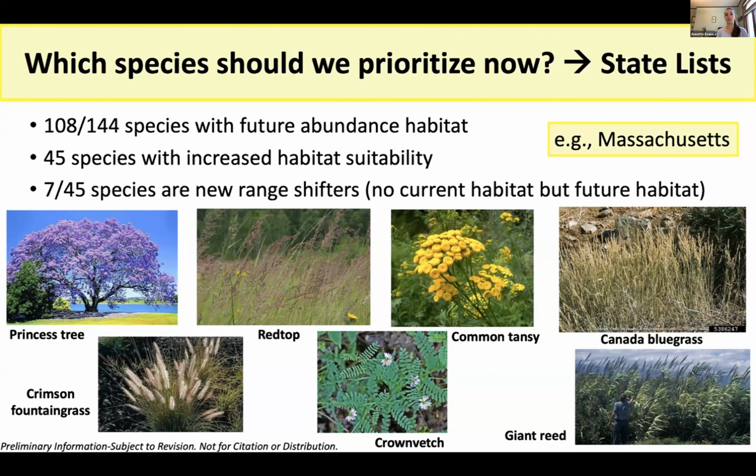And I'm showing you a picture of those species here on the slides. And so again, these are species that don't currently or are unlikely to be able to sustain abundant populations at present, but are likely to be able to in the future. And so it's these ones in particular that monitoring should be focused on so that we can eradicate them before they're really able to establish.